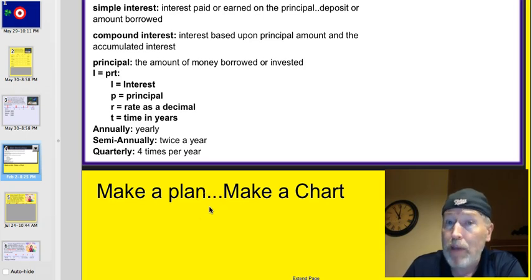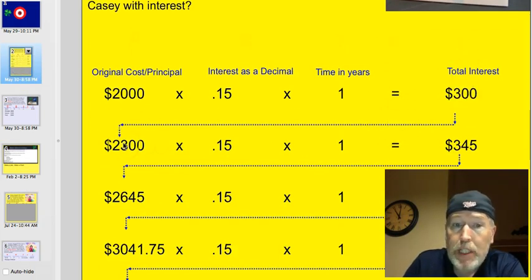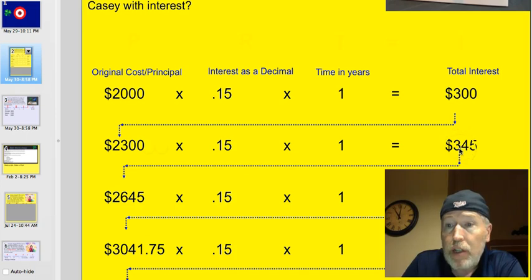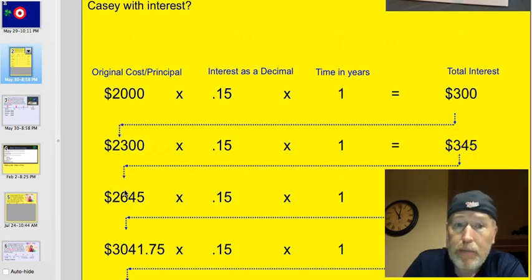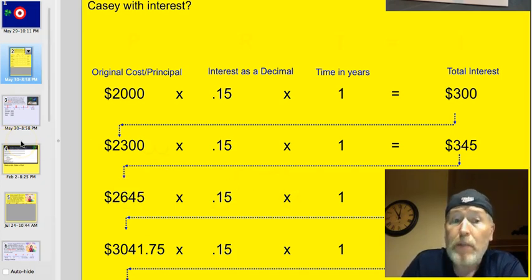And you saw how I made that chart and how, when I was doing that, I carried that interest down and added it on to the principal of the next year. Calculated again, carried it down, brought it on, and tacked it on to the principal for the next year. Calculated the interest again. So that's what I mean by making a plan and making a chart. This is the best way to do it.